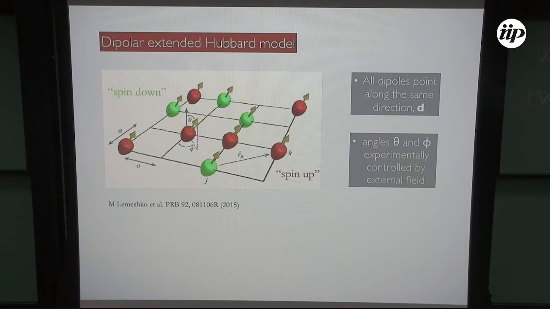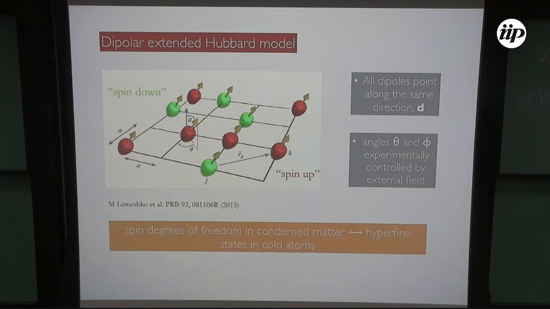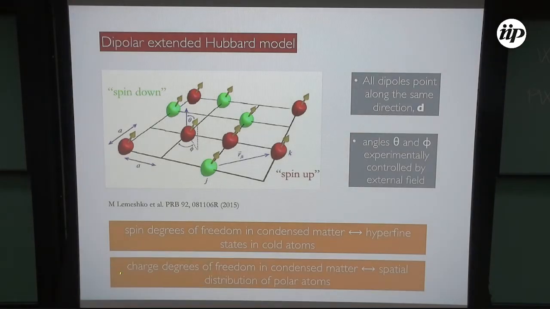So when we have this dipolar exchange extended Hubbard model, I'm calling the green atoms, in this hyperfine state, the spin down atoms, and the red ones, in the other hyperfine state, the spin up atoms. And all the dipoles are pointing in the same direction, and the angles theta and phi that the dipole makes with the vertical here can be experimentally controlled by some external field. As I said, the spin degrees of freedom, what I'm calling up and down, are just the hyperfine states as in the usual Fermi-Hubbard model. And here I have the charge degrees of freedom, which are just the positions of these atoms in the lattice.